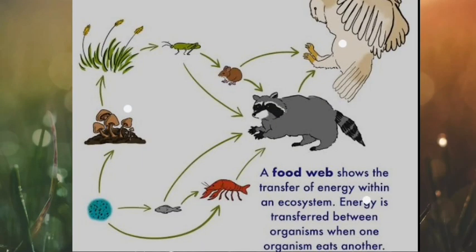Food web shows the transfer of energy within an ecosystem. We know well about the ecosystem. What is an ecosystem? Living and non-living things function together and make an ecosystem. So energy is transferred between organisms when one organism eats another.